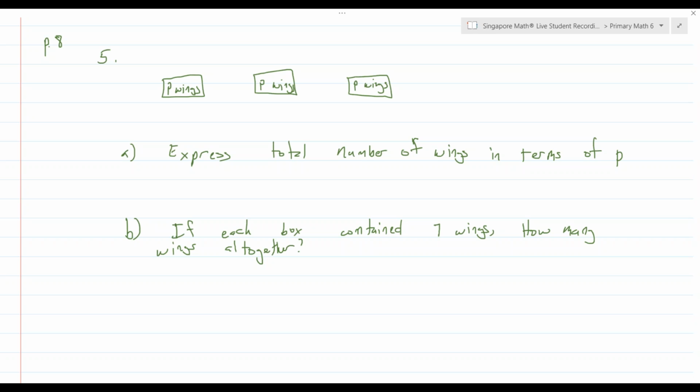So we're asked to express the total number of chicken wings, and there's the phrase, in terms of P. I'll have a P in my answer. Of course I'll have a P in the answer. I don't know a number. I'll have to have a variable in the answer.